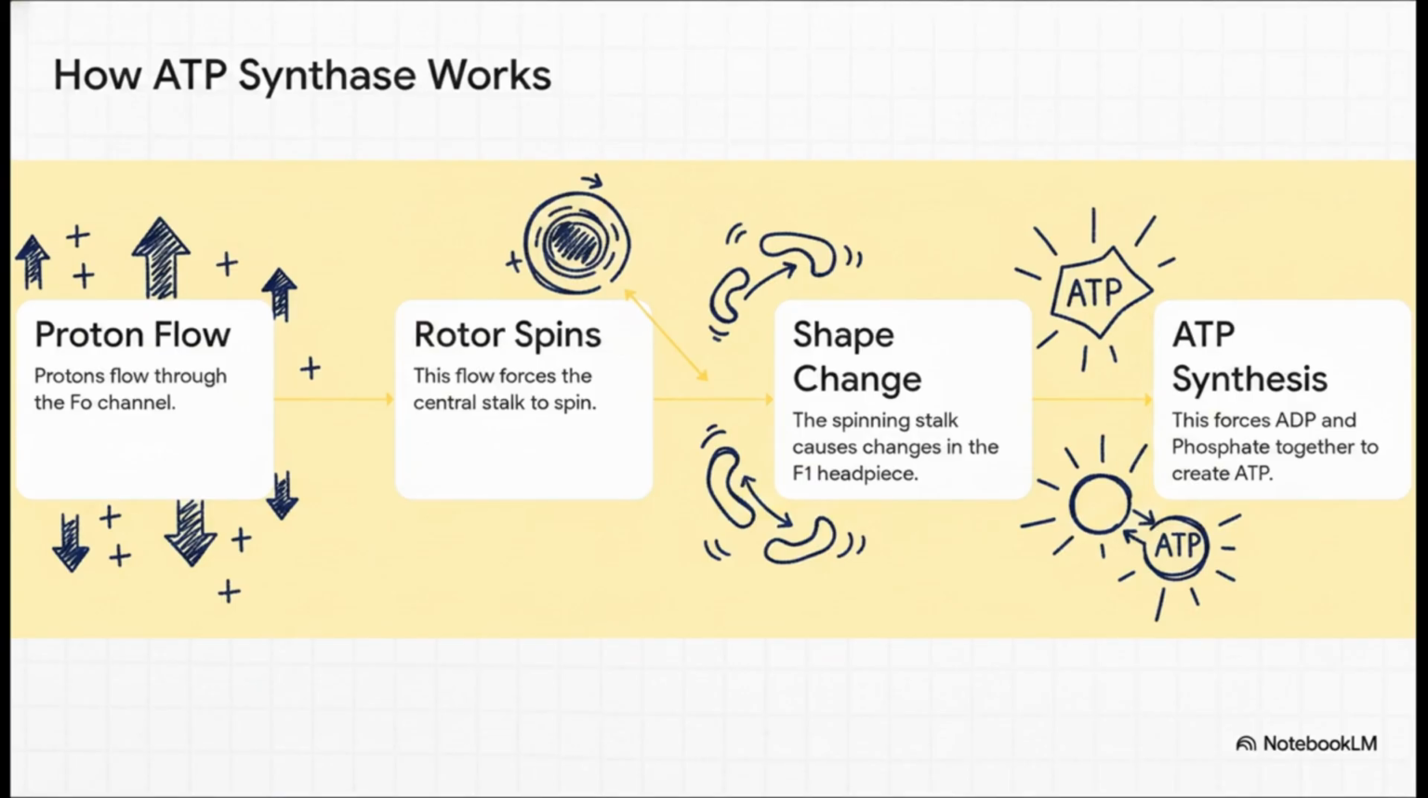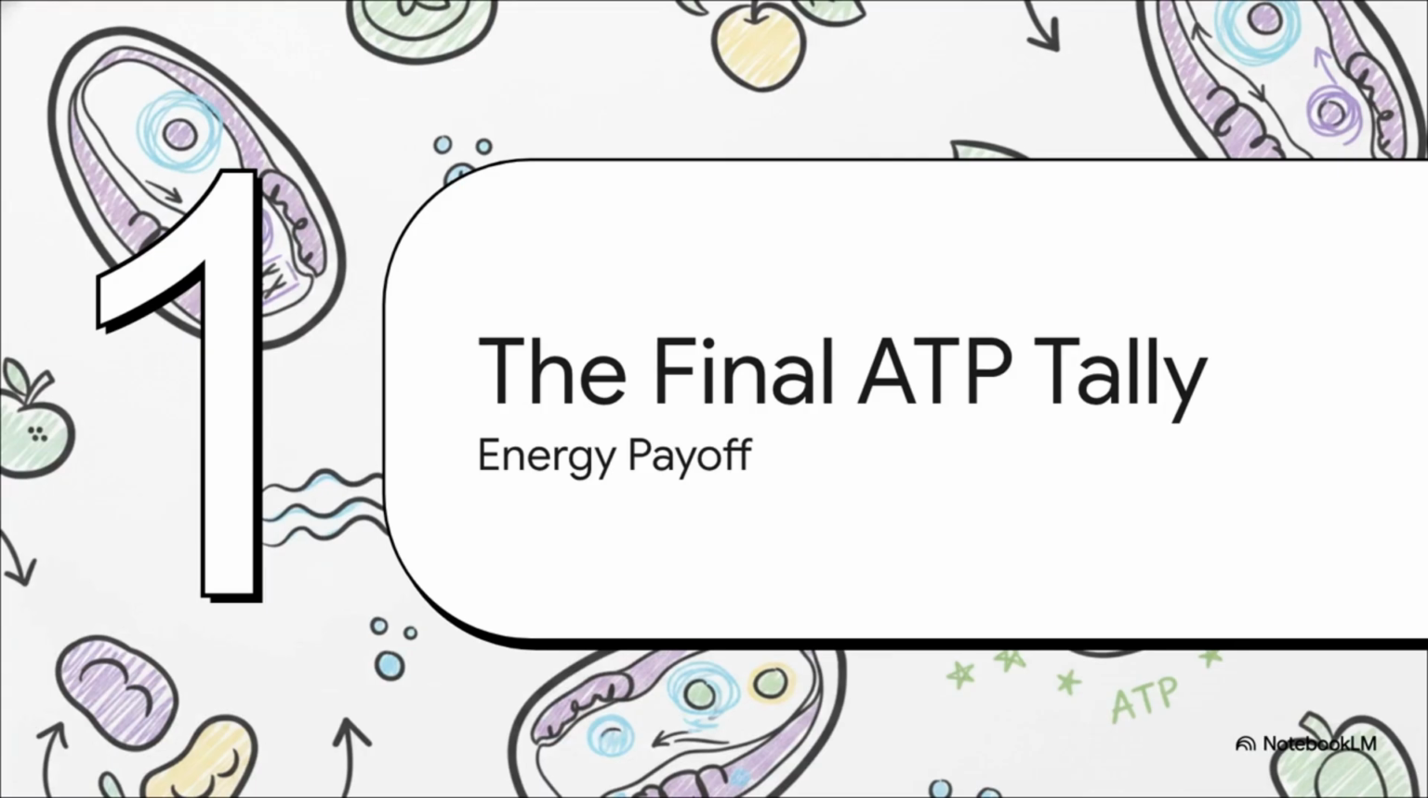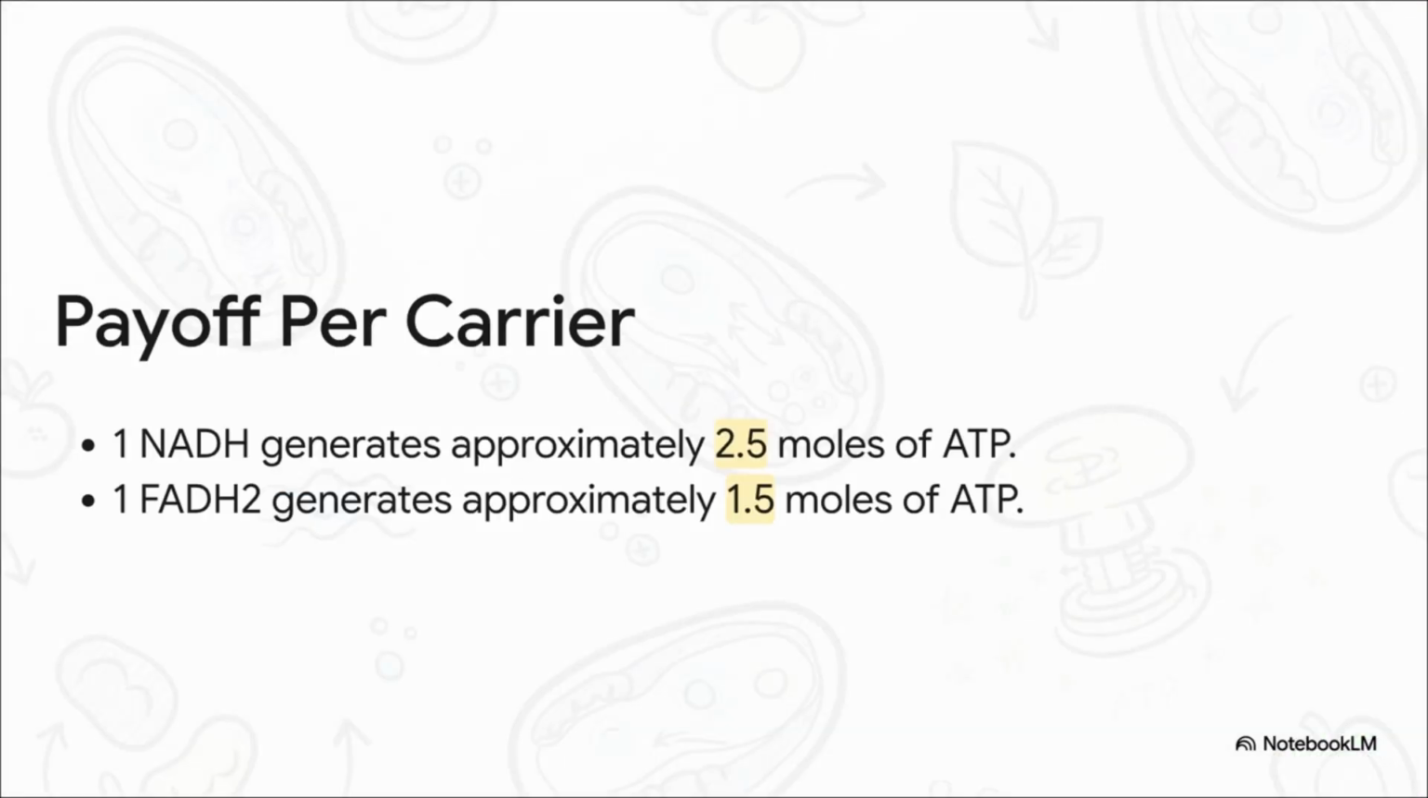Just brilliant. Okay, the moment we've all been waiting for. We've seen the whole process, now let's count our winnings. What is the final energy payoff from that single molecule of glucose that we started with way back in glycolysis? Here is the basic exchange rate. Each NADH, because it started at the beginning and pumped more protons, gives us about 2.5 ATP. And each FADH₂, with its slightly later entry point, gets us about 1.5 ATP. See? That small detail from earlier really matters now.